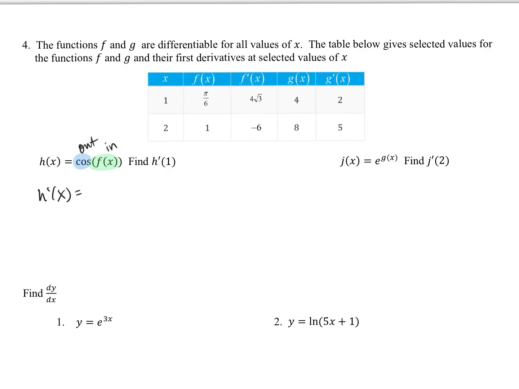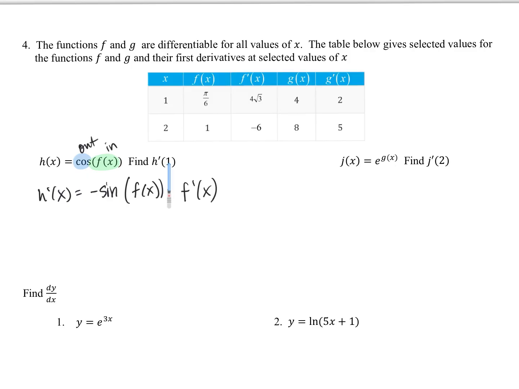You remember derivative cosine, Gambone? Close. Negative sine. Gamby, leave my inner. What's my inner? Yep, and then it's times the derivative of my inner. Gambone, how would I say it's times the derivative of f? What's the derivative of f? How would I say that? f prime. Thanks. Good job, Drew. Thanks for helping.